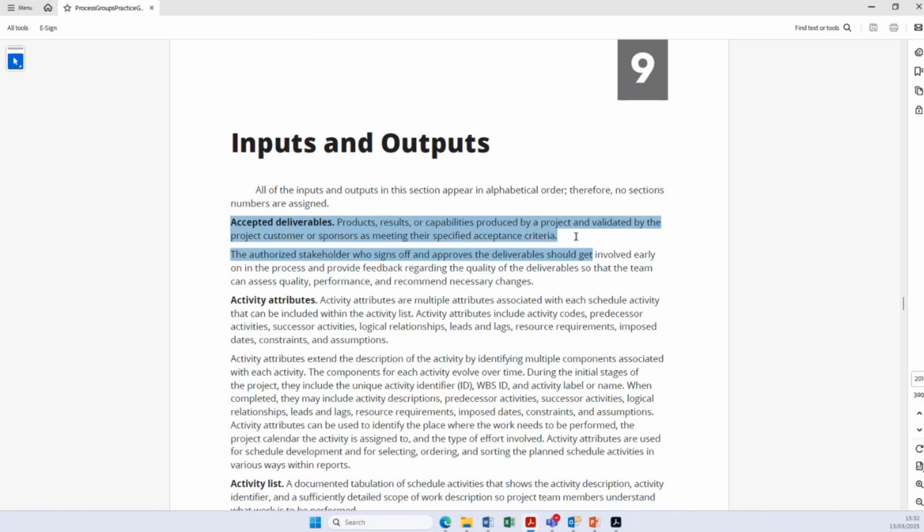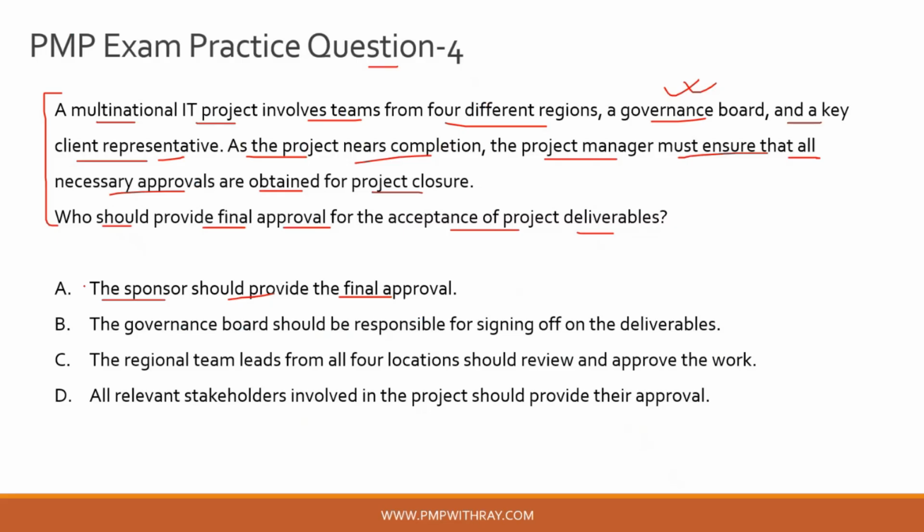And again, that is the reason it is very important for you to go through your process group practice guide, go through the various project artifacts and understand who is the final approver for each of those project artifacts. If you have that piece of information, you already know that the correct answer to this question is option A, because the sponsor should provide the final approval.